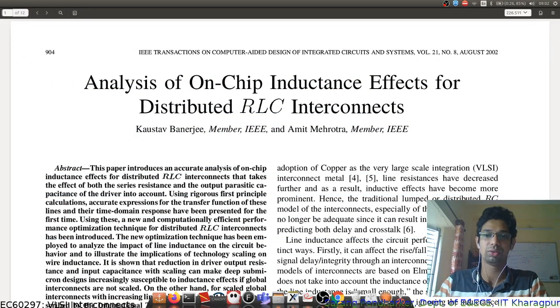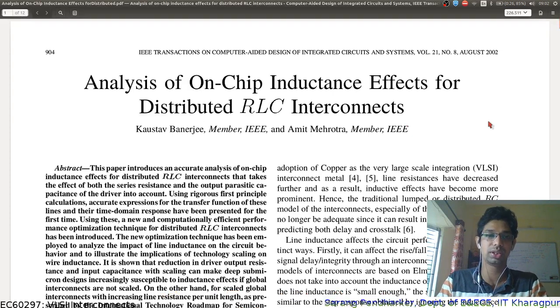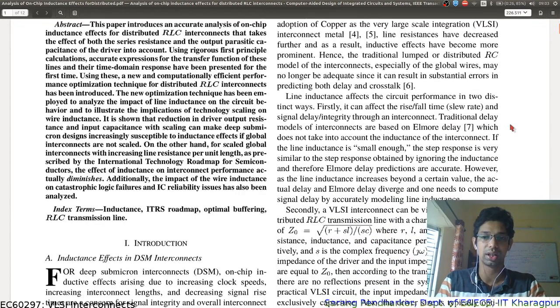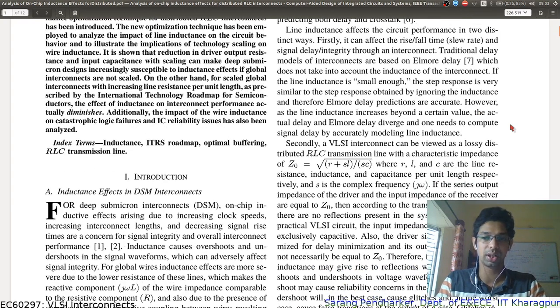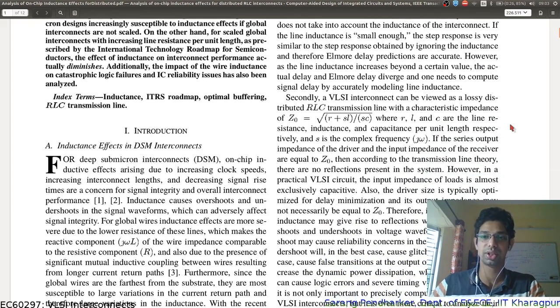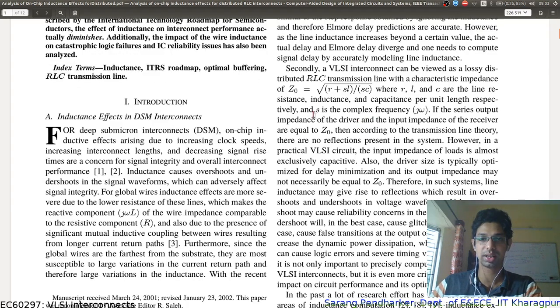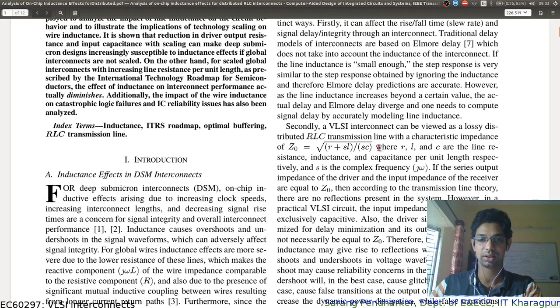The first paper which I want to show is the analysis of on-chip inductance effects for distributed RLC interconnects. Again, this is a fairly lengthy paper of 12 pages, so we cannot go through all of it, but basically I will show you some of the points which we have already discussed. For example, there is an ABCD parameter which we will derive. There is a characteristic impedance. This expression you should be familiar with by this time, and then there is this Z0.